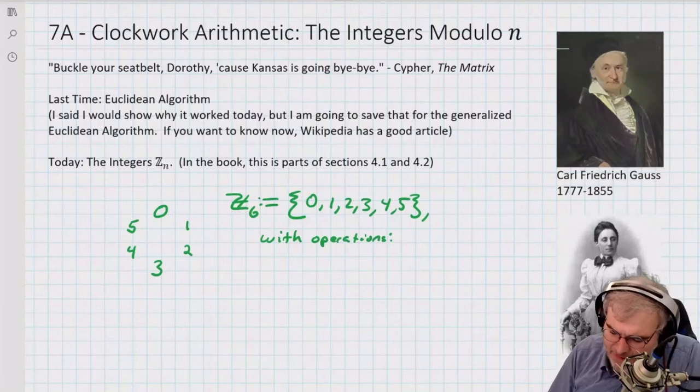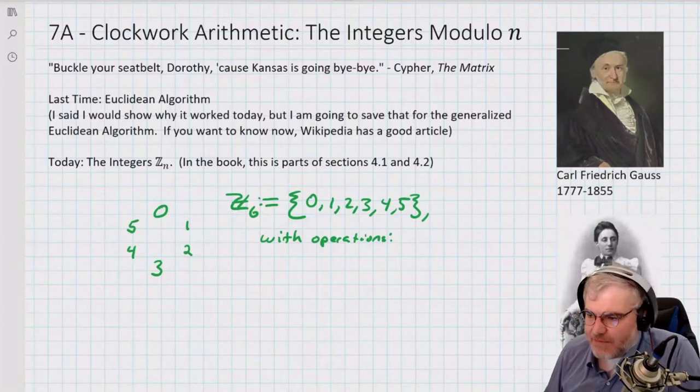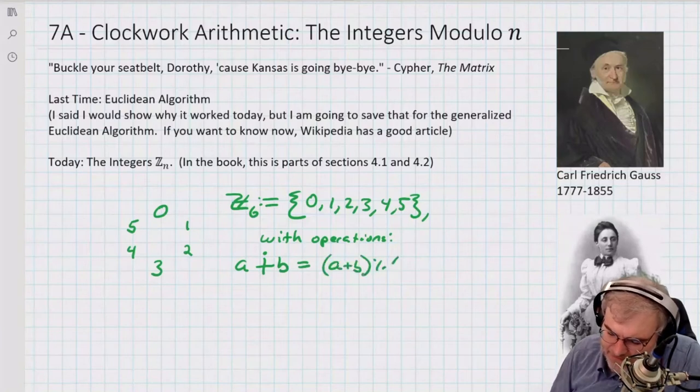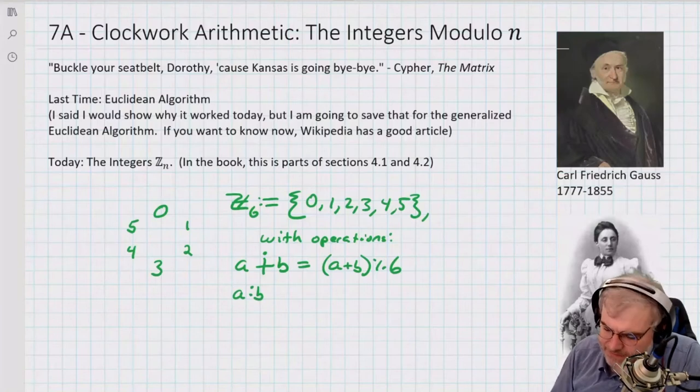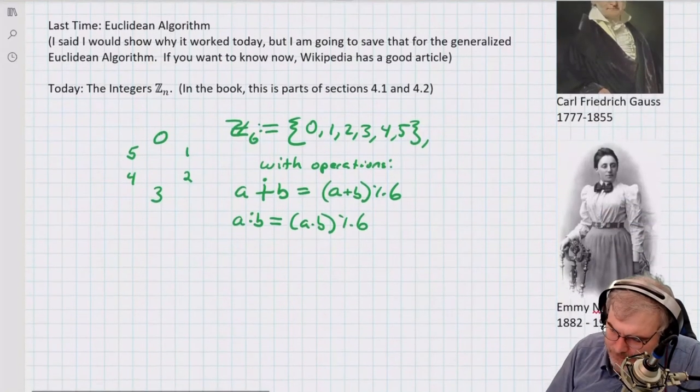Okay, so I'm going to call them plus dot for the moment, and then I'm going to stop. A plus dot B equals A plus B mod 6. A times dot B, that's not a colon, it's a dot, equals A times B mod 6. All right.